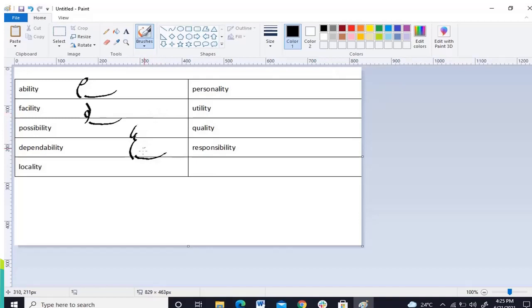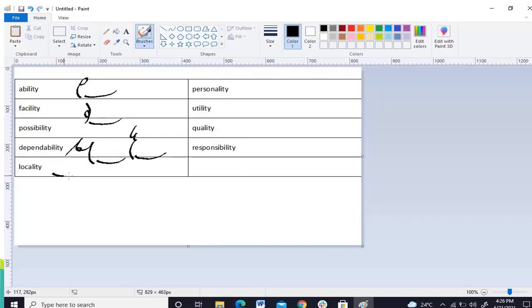Possibility. Next, dependability. So we have D for the sound D, and then P, P-E, and then "pend", the N-D blend, and then the B, and then our L for "liti". Let's repeat. So we have D, "depend", "ability". So, dependability.